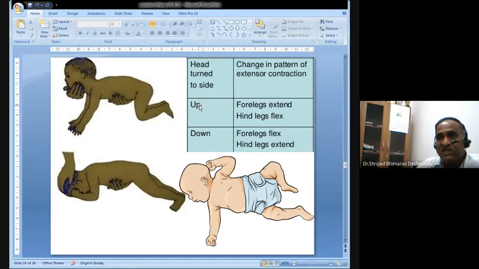So now I have mentioned here, up: forelegs extend, hind legs flex; down: forelegs flex, and hind legs extend. These are called tonic neck reflexes. Now we have studied three tonic neck reflexes. When the neck is turned sideways, suppose I tilt the baby's neck that side, this becomes extended and this becomes flexed. So now you have these three patterns of tonic neck reflexes.